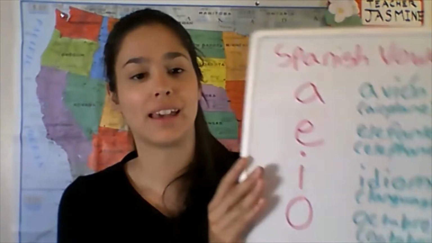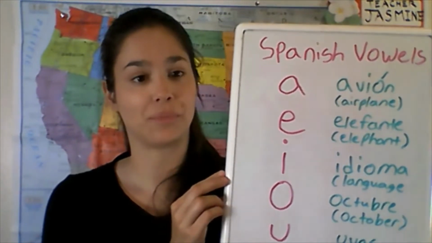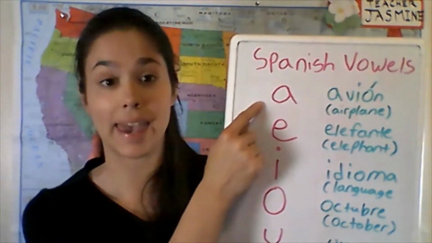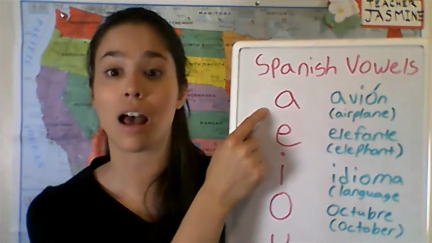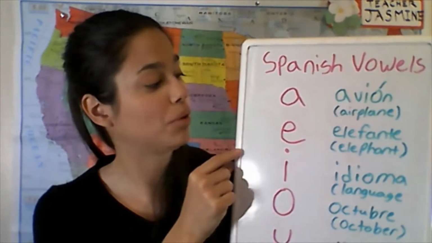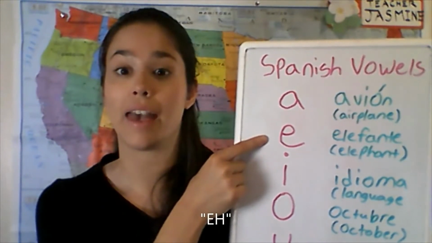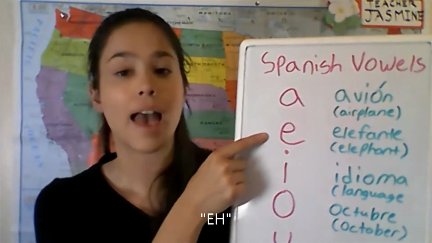All right, let's begin. Okay, I would like to begin this lesson with learning the Spanish vowels. Spanish vowels are very similar to English. A, E, I, O, U. So we have A. We will pronounce this "ah." The next vowel, E. We pronounce this "eh."